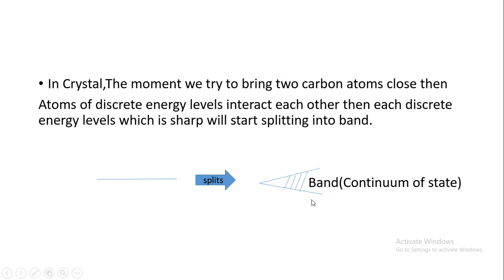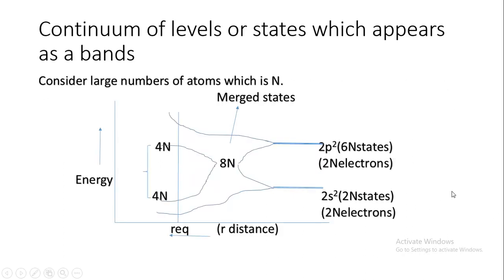And what is a band? If somebody asks for the definition of a band, you can say these are the continuum of states, because there will be n number of atoms. There will be many discrete energy levels, they will interact with each other, and they will split into bands. So the simple definition of a band is a continuum of states, or levels, which appears as a band. This is a very basic definition.